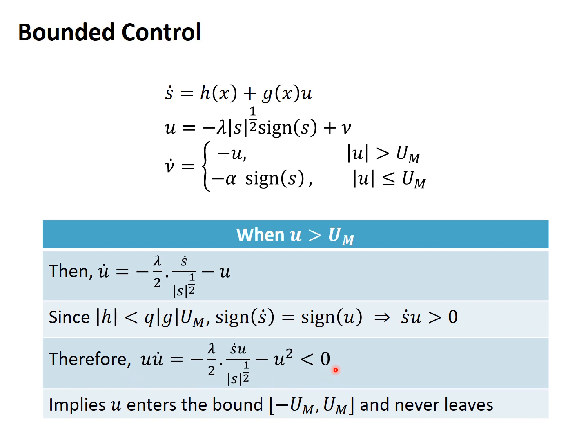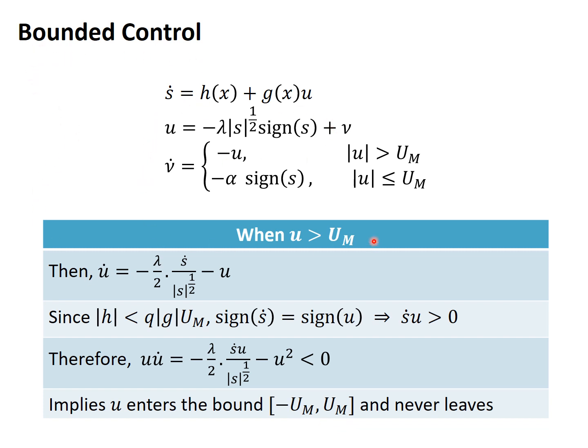So, U is trying to decrease from wherever it is. Whenever it is greater than U capital M, it will try to decrease, that means it will come inside this bound U capital M, and it will never leave, because if it tries to leave it will come back. So, it is an attractive region where the value of U gets attracted, is bound, and is then held on to. So, it comes inside this bound and then never leaves. So, this is the proof for bounded control.